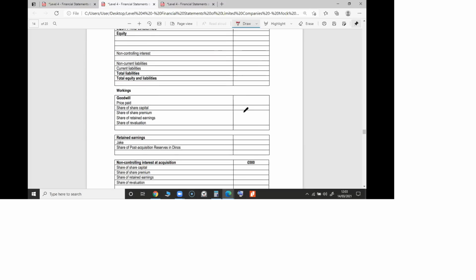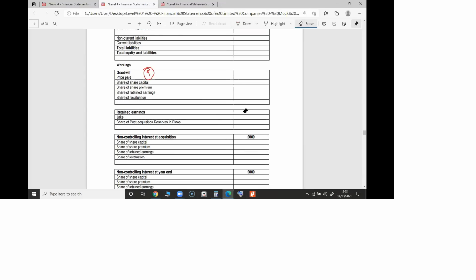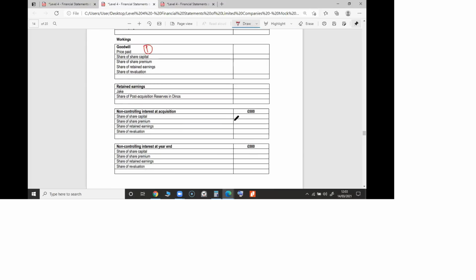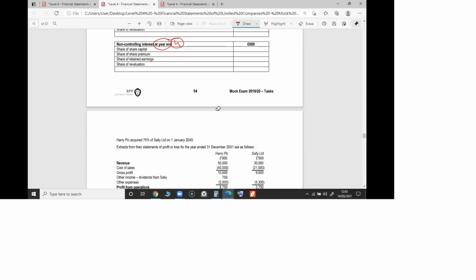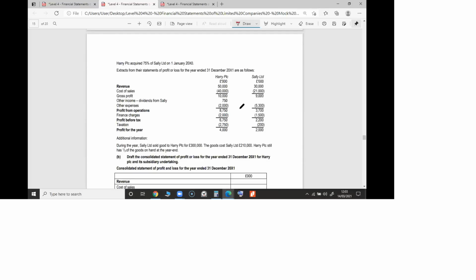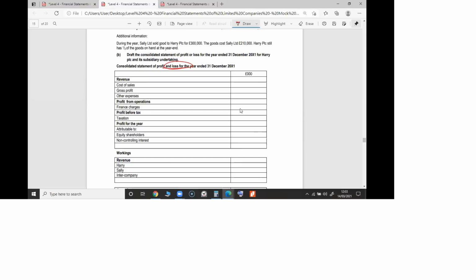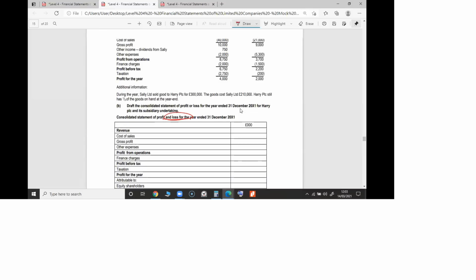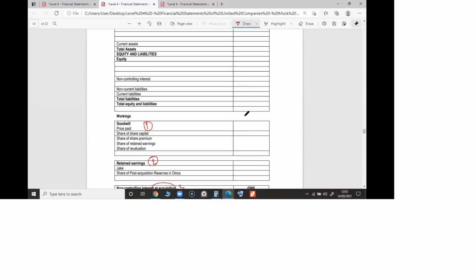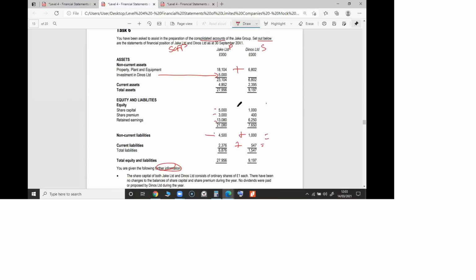There will be a few workings you need to do, especially working number 1 about your goodwill. I hope you remember. Retained earnings, a little bit you've got to do here. The controlling interest, how much you control. Non-controlling interest at the acquisition and non-controlling interest at the year end. So these are the 4 workings we need to do. And this is a separate question, by the way, where you need to do an SPL. Let's quickly check both together. Workings for revenue and cost of sales, and that's it. Intercompany transactions could be there if there is a sale from parent to subsidiary or subsidiary to parent. I hope you remember. If you have forgotten, I will bring those points back here.